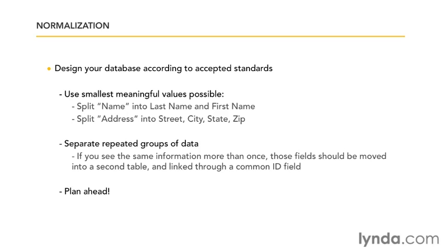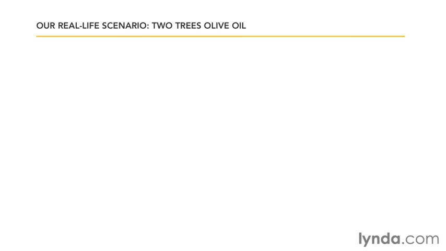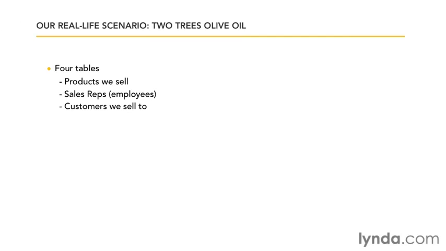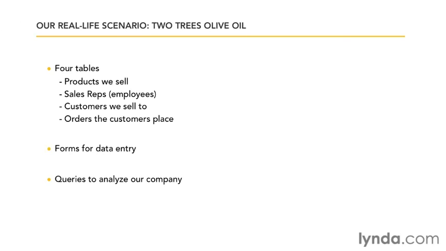So now we're really ready to begin our essential training. In this course, we're going to build a working database for 2 Trees Olive Oil. We'll create 4 tables, one with our line of olive oils, one of our employees, one table with our customers, and a 4th tracking all orders placed. Once that's done, we'll make forms for data entry, queries to analyze our company and sales, and reports so we can print it all out. Tables, forms, queries, and reports will all be referred to as your database objects throughout the course. Now that you're familiar with the terms I'm going to use, let's get started.